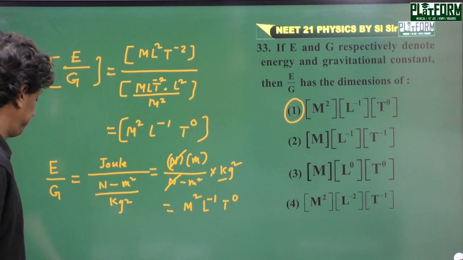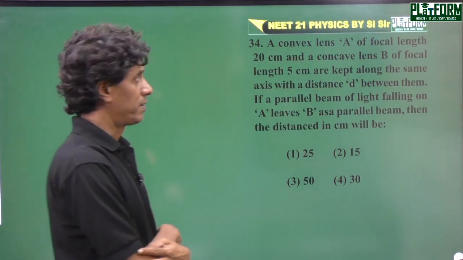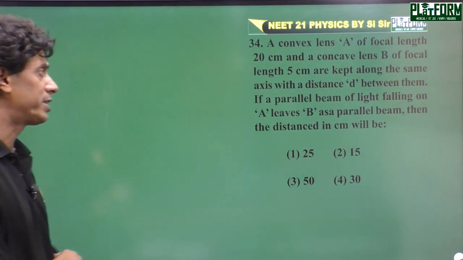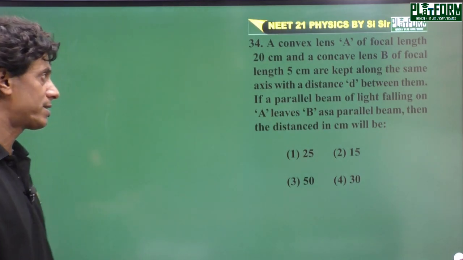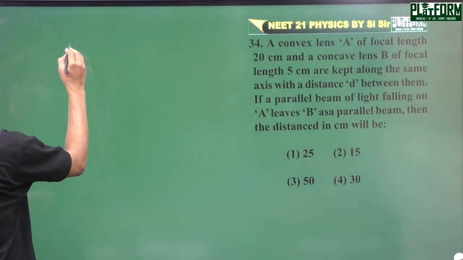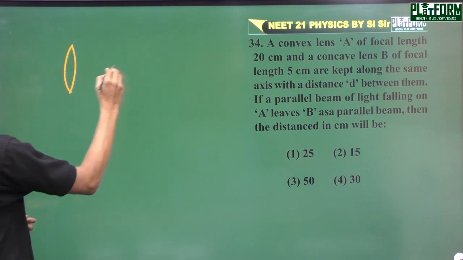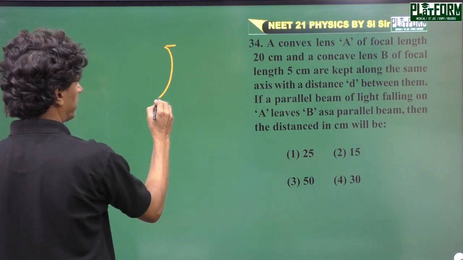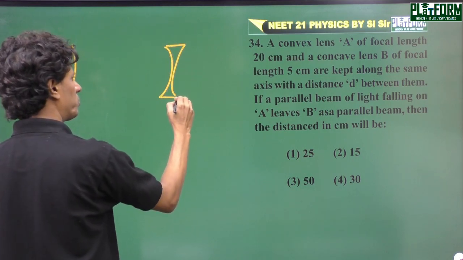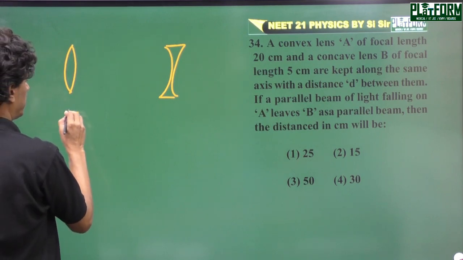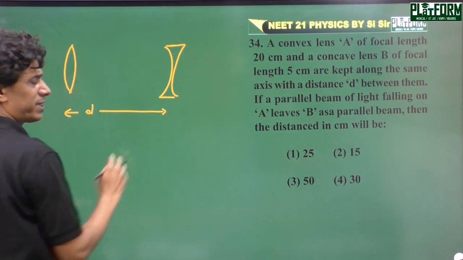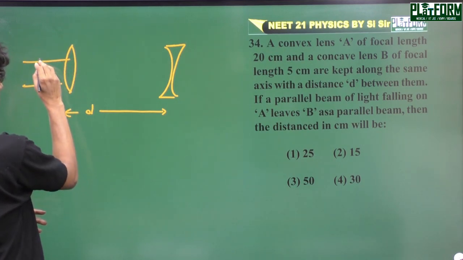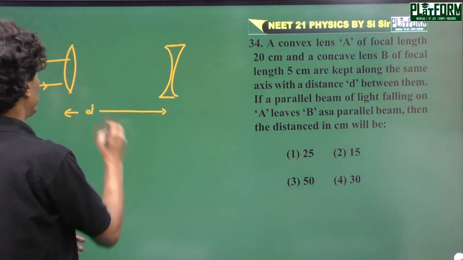Okay, next problem. A convex lens A of focal length 20 cm and a concave lens B of focal length 5 cm are kept along the same axis at a distance d between them. A convex lens and a concave lens is also a very common question. The distance between the convex lens and the concave lens is d. Parallel light will come out parallelly.